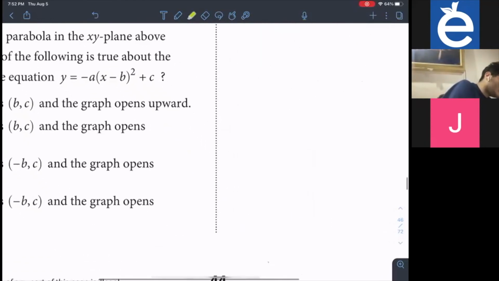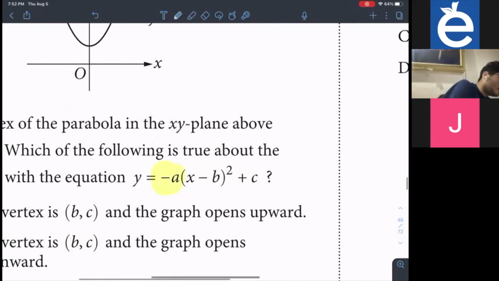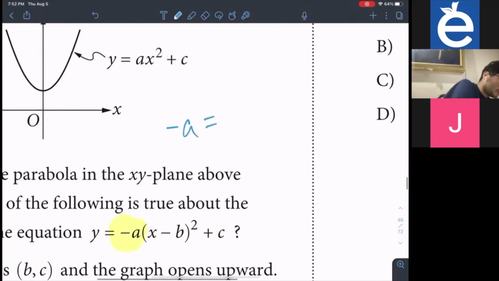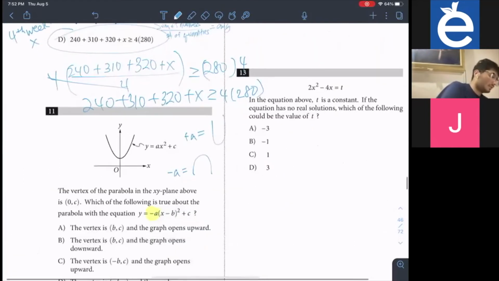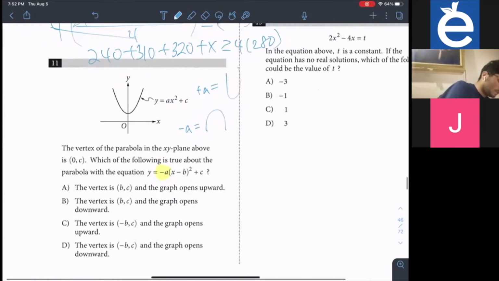So first thing to remember is that if it's a negative a, we know it's upside down. And if it's a positive a, we know it's the normal U-shaped. So if it's negative a, then it opens downwards. So we know it can't be a and it can't be c.